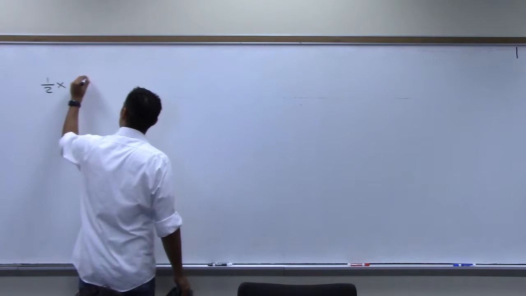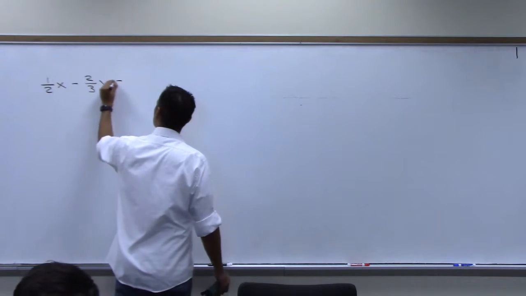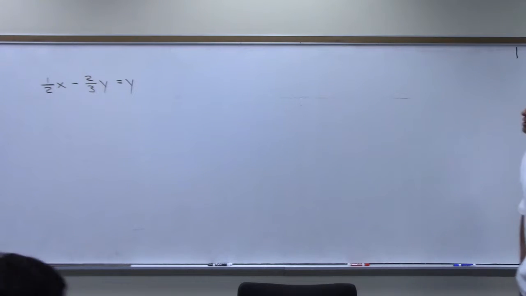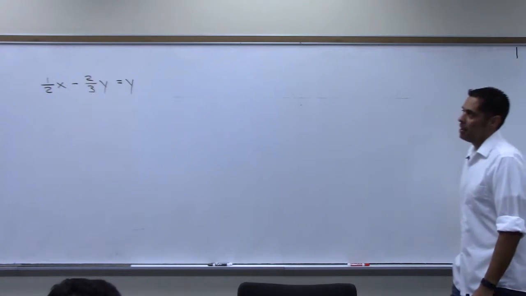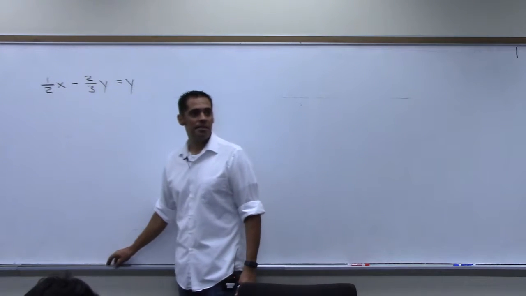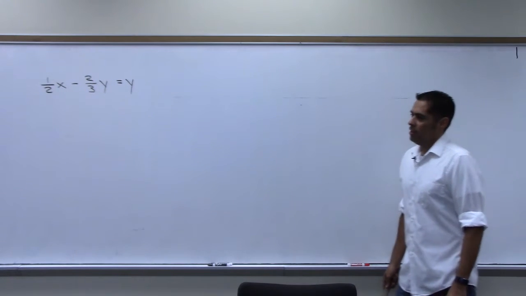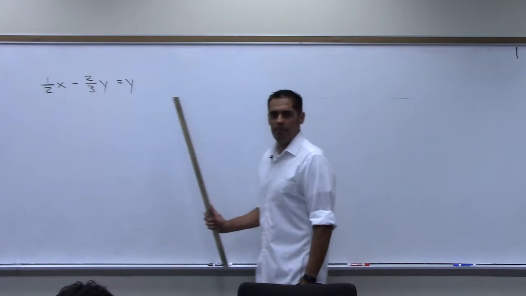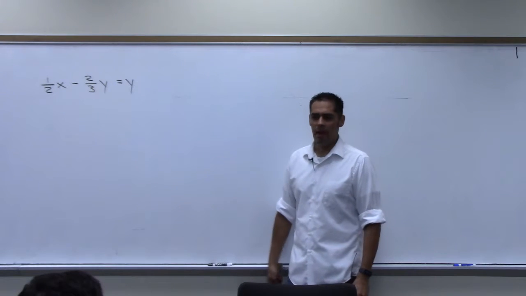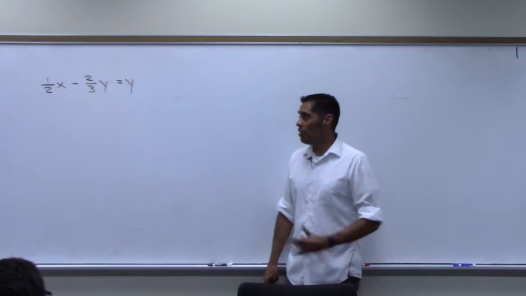1/2 x minus 2/3 y equals y. All right. You have to start by solving for y, right? Isolating y, getting y by itself on one side of the equation. One could argue that it's already been taken care of. I mean, you could almost say, look, it's solved for y, but what's wrong with that? There's still another y on the other side. So we have to get all y's to one side.